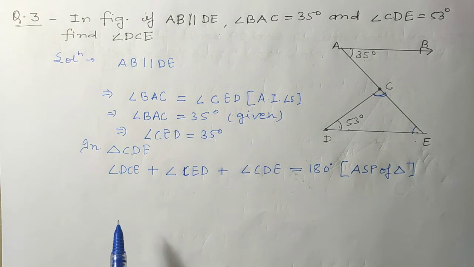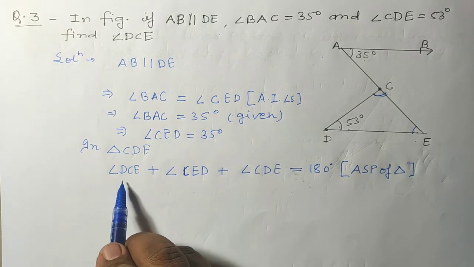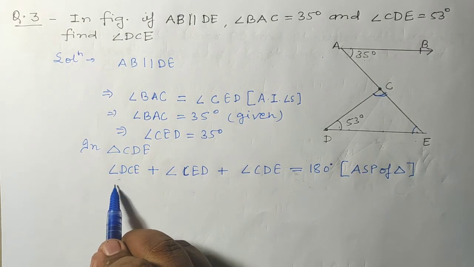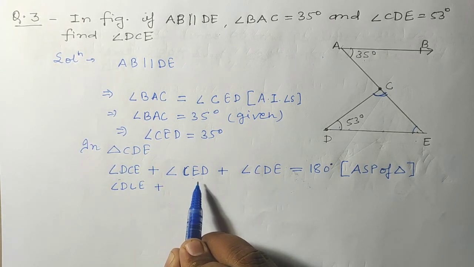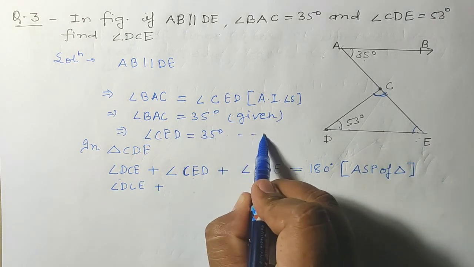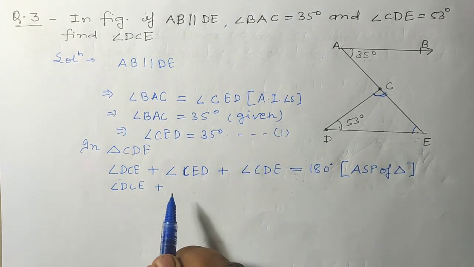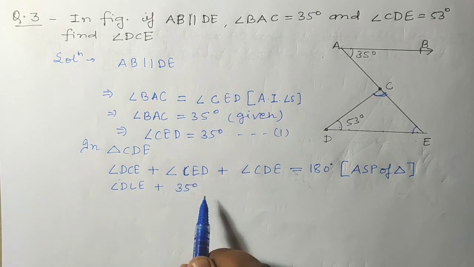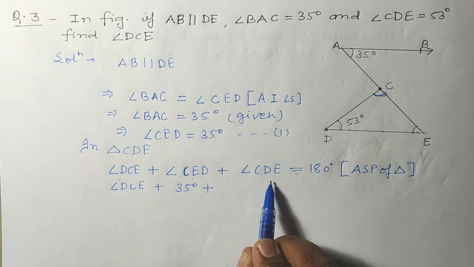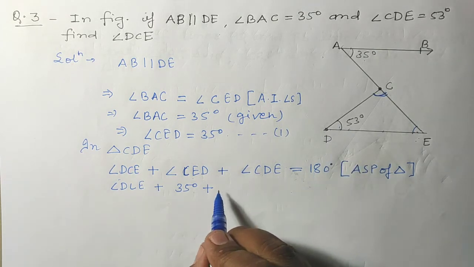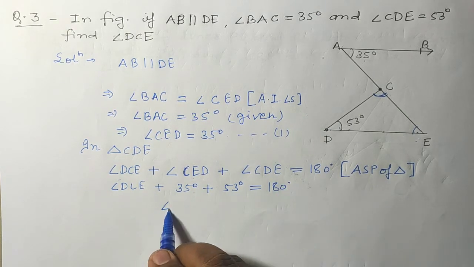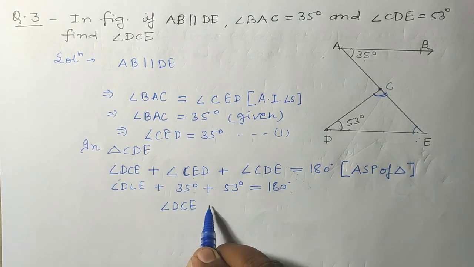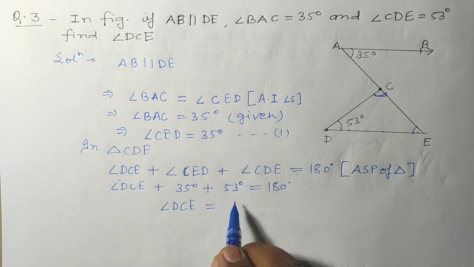Now we will put the value of all the angles. Angle DCE is to be found out, so it will be written as it is. Angle CED, its value we'll write from equation 1, is 35 degrees. And angle CDE is given as 53 degrees. So we will write here 53 degrees, equals 180. Now we will solve and find the value of angle DCE. What will it be?